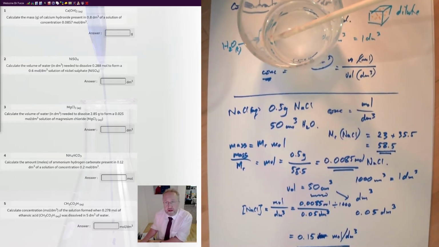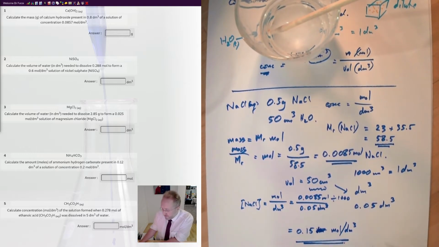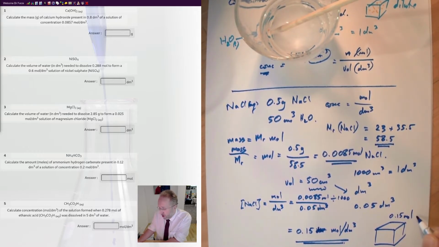So what does that number mean? That number means that if we have 1 whole decimeter cubed of solution, that will have that many moles of salt dissolved in that volume of solution. Okay, because remember, this means moles per decimeter cubed. So it is literally how many particles you have in that volume.